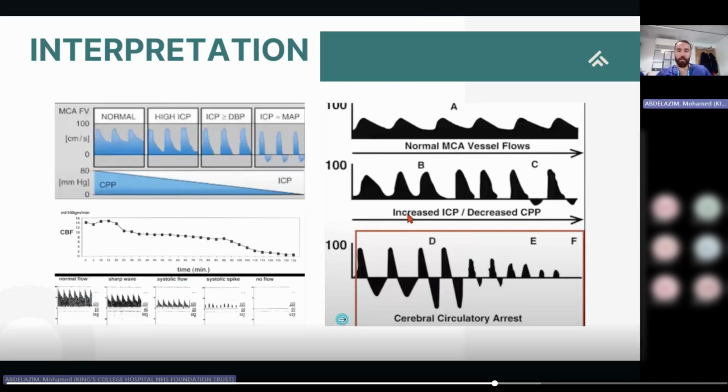And the same goes here, as you can see. And obviously, if you've got a waveform with very sharp systolic spikes and reverse diastolic waves, this is a usual indication, or evidence, of cerebral circulatory arrest.